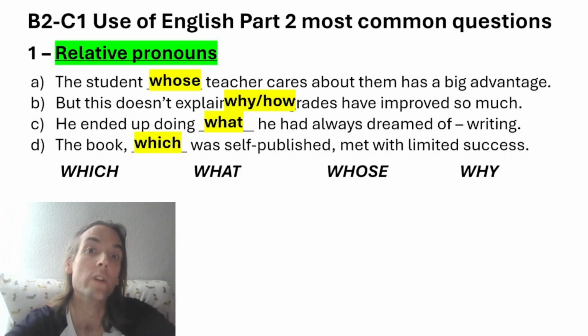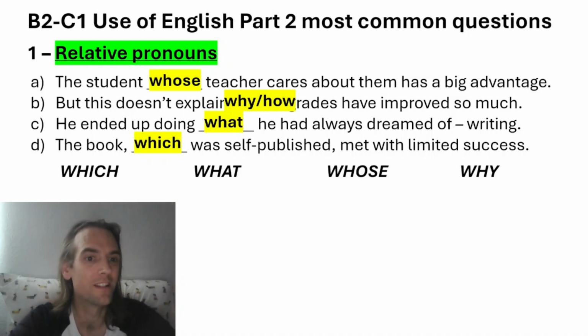And finally, which. Has to be which, doesn't it? Because there's a comma there, which means this is a non-defining relative pronoun. I am just adding some extra information about the book being self-published. There's a comma. It's non-defining. We can only use which. We can't use that. That's an important grammar point for part 2 because relative pronouns are very common.